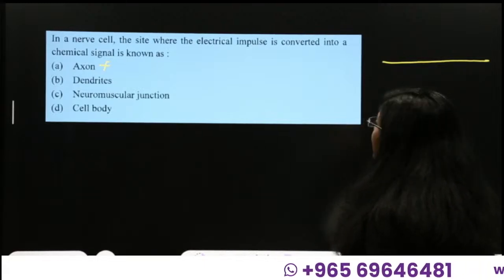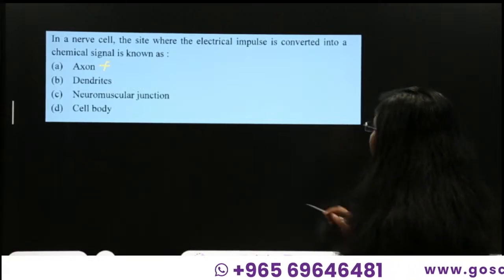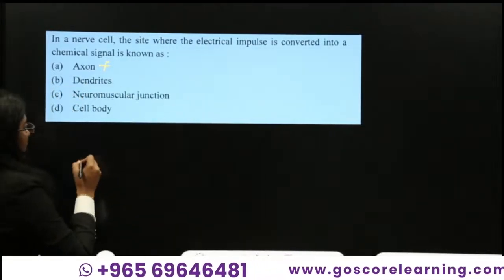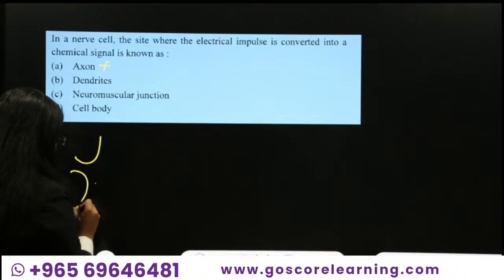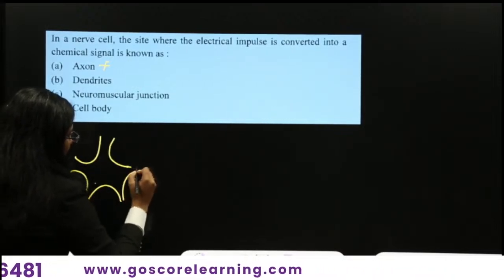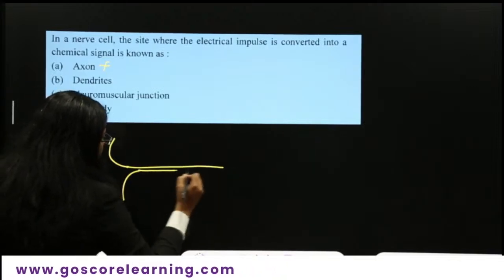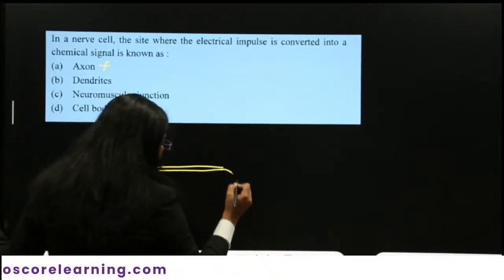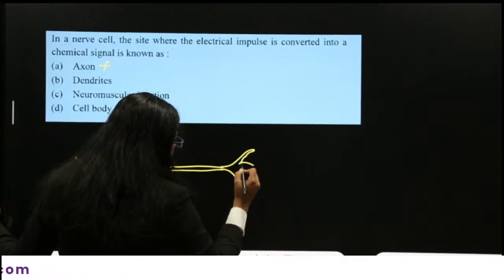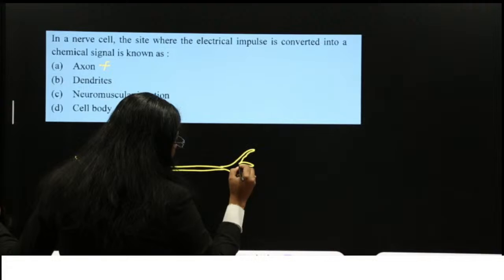So what is the next part? The next part is the dendrite. They are discussing the dendrite. Let's draw the structure of a neuron roughly. This is the region of the axon, and the axon has the axon terminal.